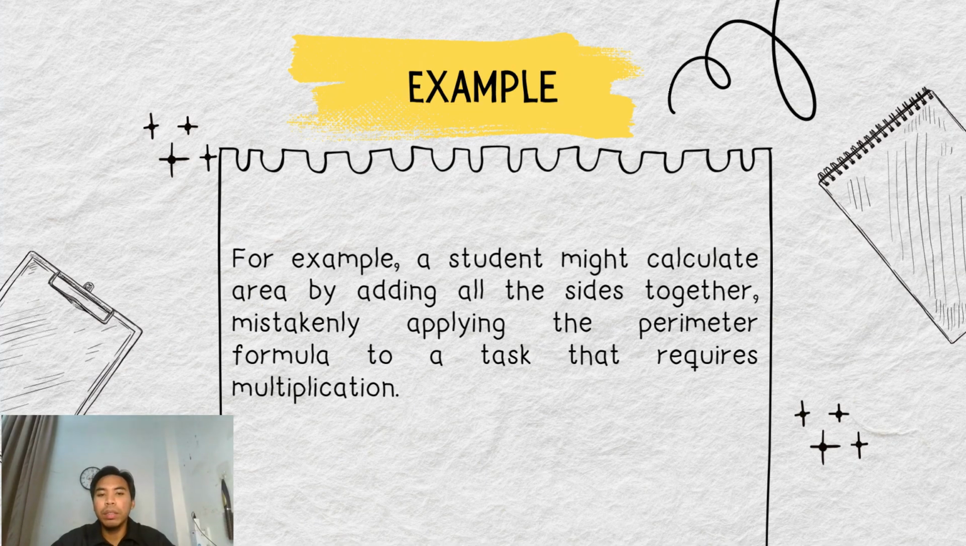For example, a student might calculate area by adding all the sides together, mistakenly applying the perimeter formula to a task that requires multiplication. Basically, the student doesn't understand the difference between perimeter and area. So the common error that students usually make in school is that the teacher asks to calculate the area, but the students use the perimeter formula.